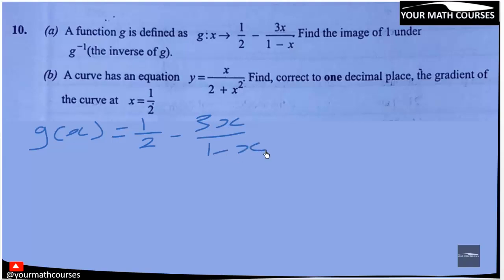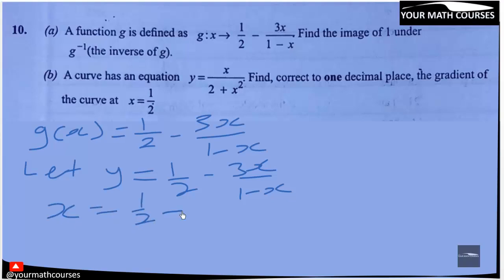So if you let y equal g of x, we can get the inverse of g. So 1 over 2 minus 3x, then we have 1 minus x. So we have to make x the subject now. We can interchange x and y, then we make y the subject. So we have x is equal to (1 over 2) minus 3y over 1 minus y.